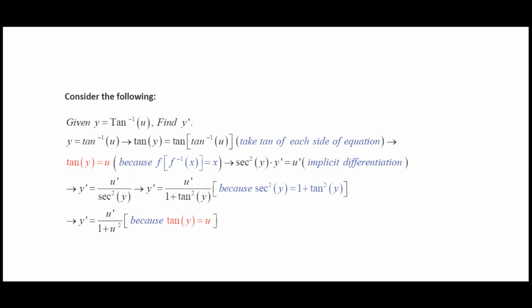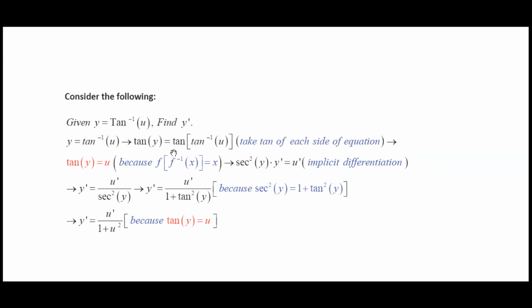We have y is the inverse tangent of u, where u is a function of x, and we would like to find the derivative of y, that is y prime. So let's begin. y is the inverse tangent of u. Now, I'm going to take the tangent of each side of the equation. That will give me the tangent of y, and this will be the tangent of the inverse tangent of u.